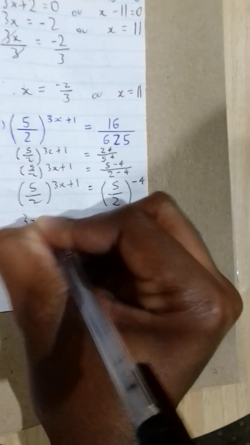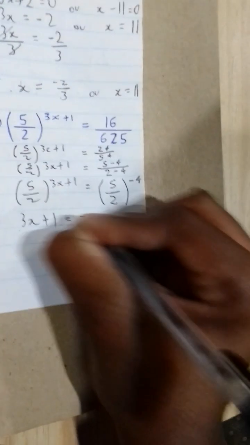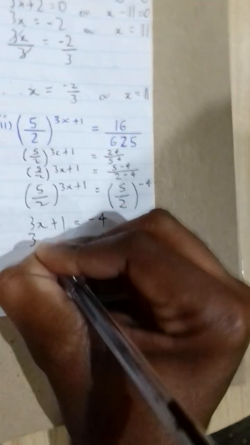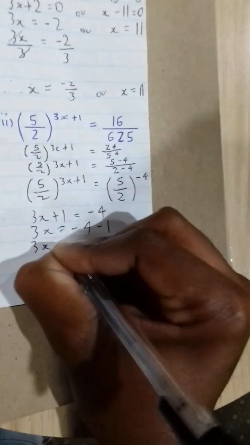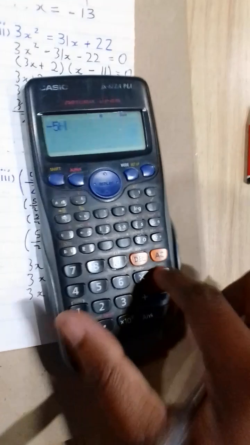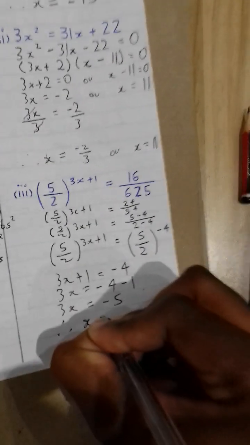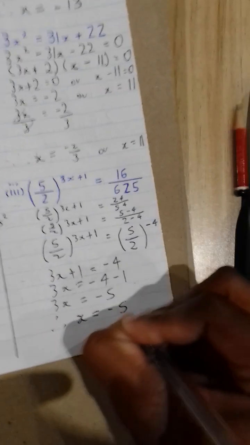Okay, 3x plus 1 is equal to negative 4. 3x is negative 4 minus 1. 3x is negative 5. Then you're going to say negative 5 divided by 3 is negative 5 over 3. So x is negative 5 over 3.